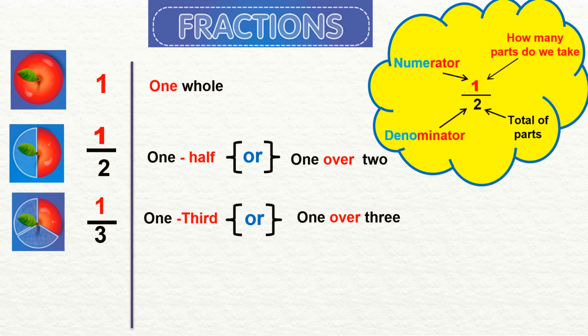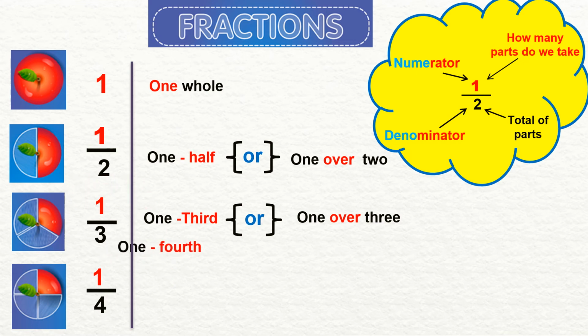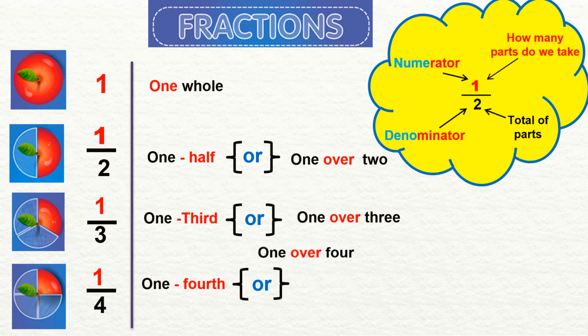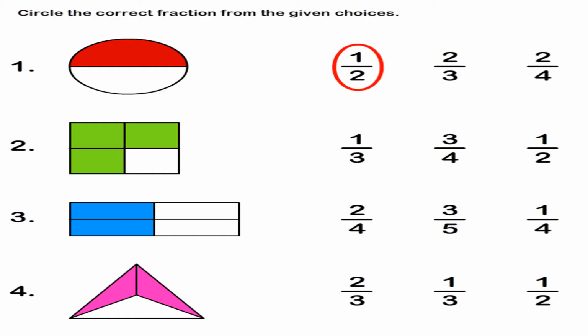Then we have the apple, and we want to divide it into 4 equal parts. Each one will take 1/4, or a quarter. Let's practice more. Circle the correct fraction from the given choices.